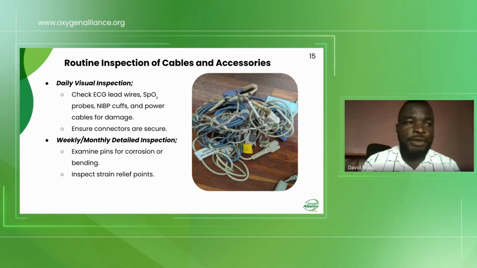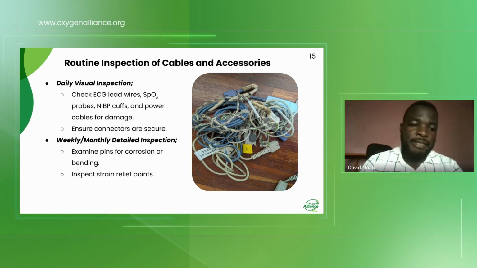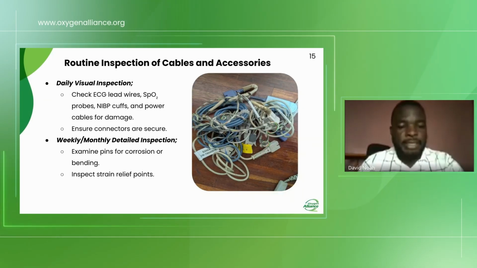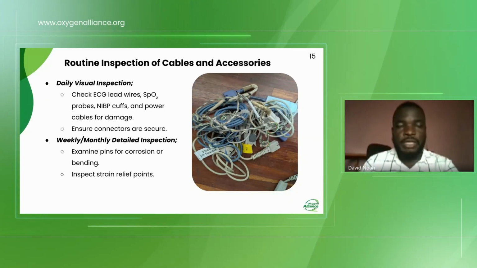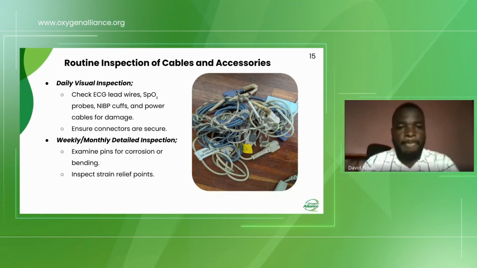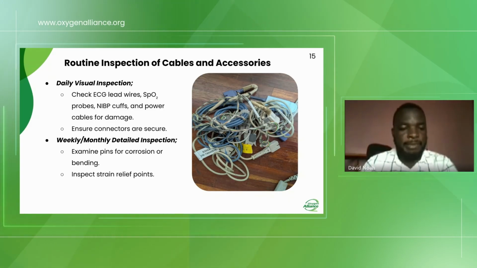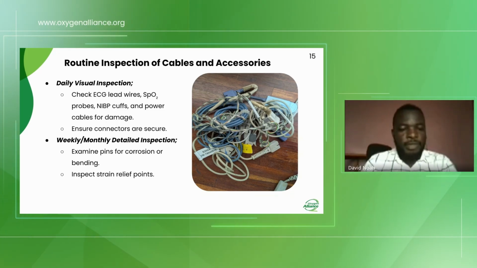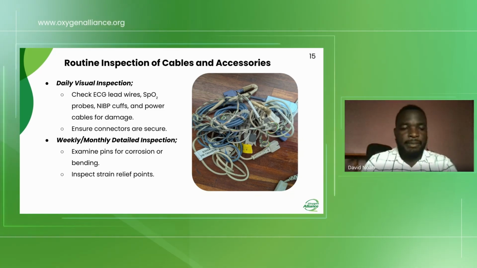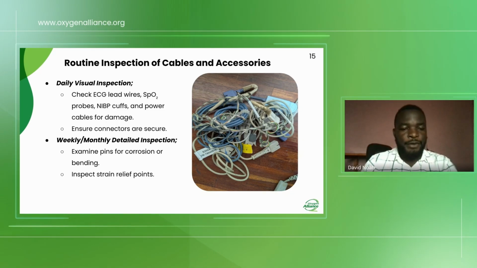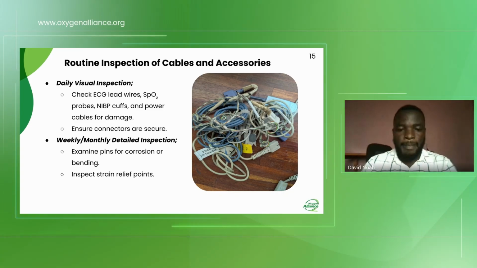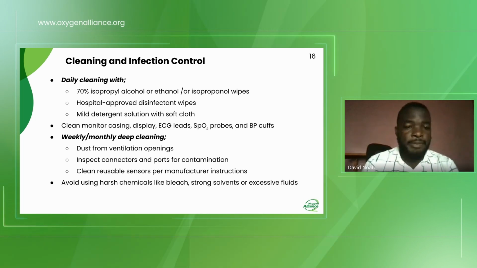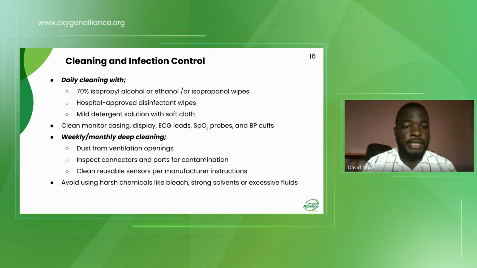Weekly or monthly detailed inspection should involve examining the pins for corrosion or bending and inspecting strain relief points, which are those points which face repeated bending and might be damaged. So you should make sure that those points are not damaged and that the pins are free of any kind of corrosion or bend.